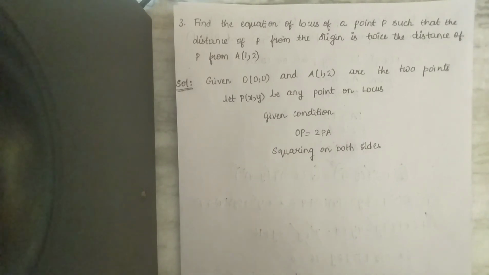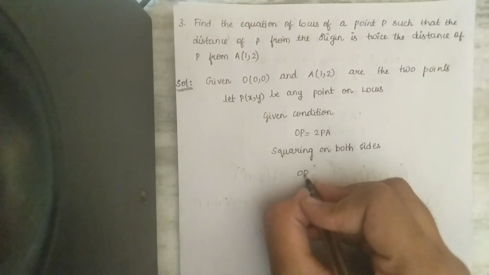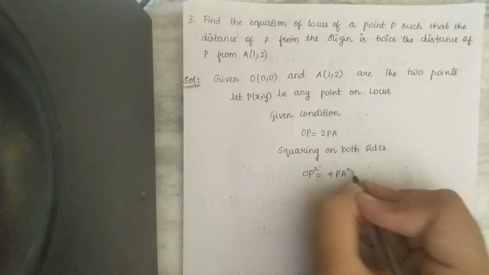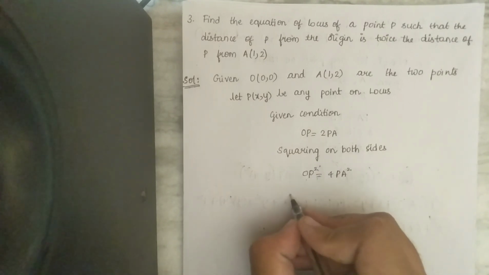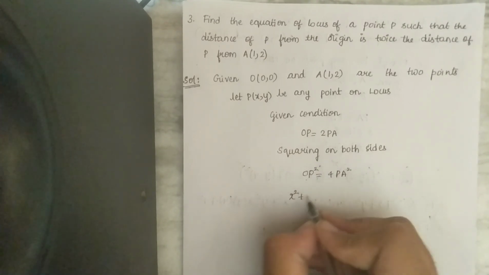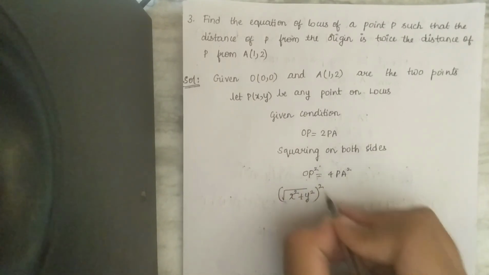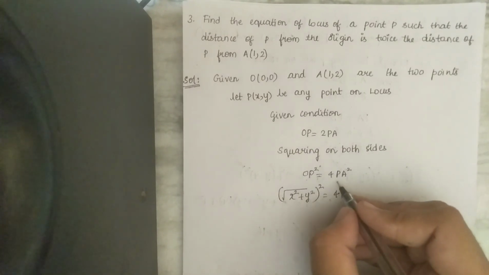So the given condition is OP is equal to 2 into PA. So applying squaring on both sides, we will get OP square is equal to 4 PA square. So find out the distance between O and P. So it is the distance from the origin. So we will get under root x square plus y square, whole square, is equal to 4 into PA, the distance from P to A.